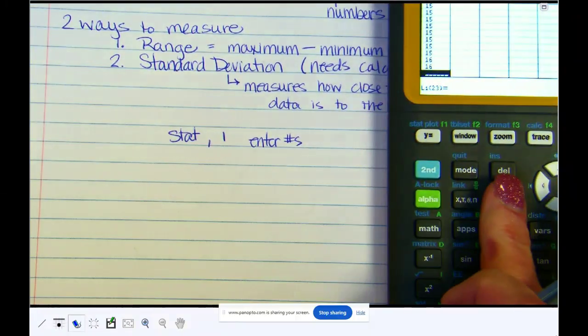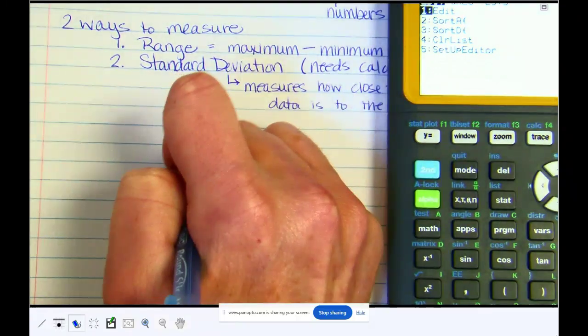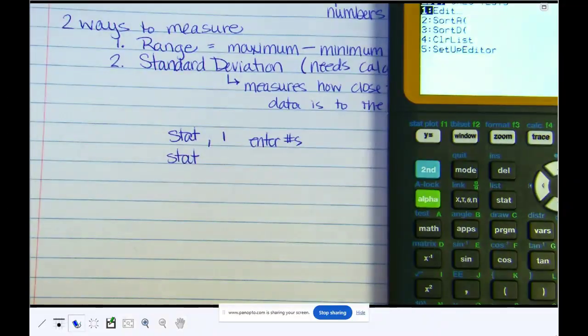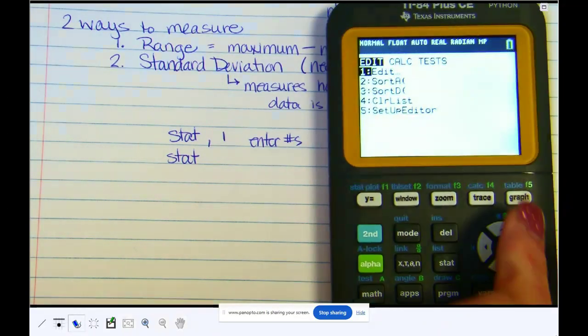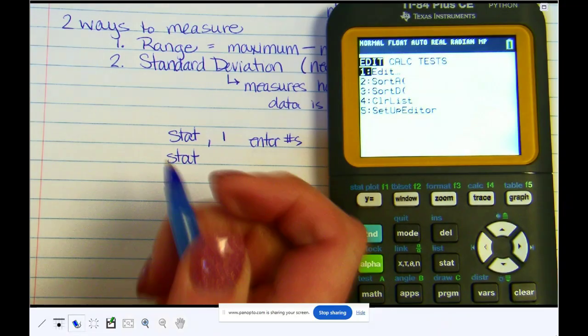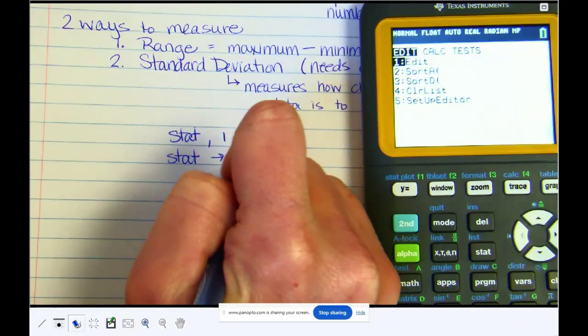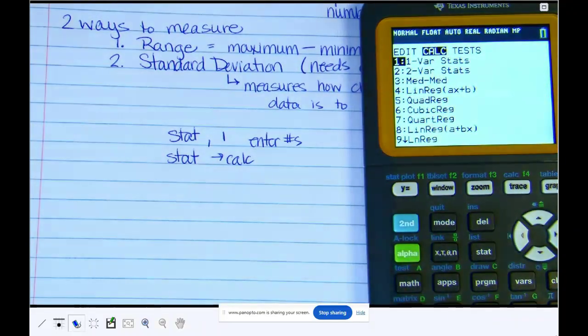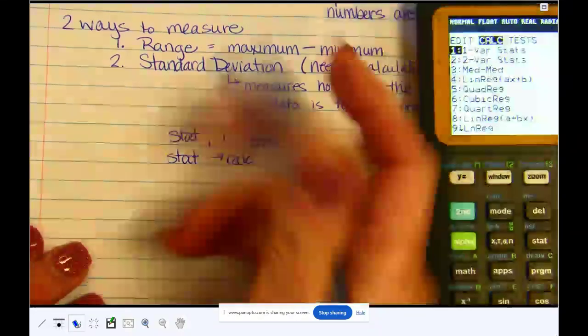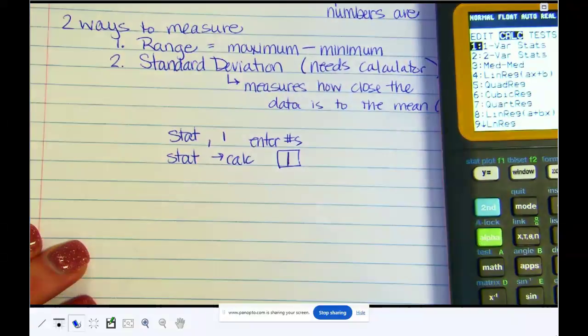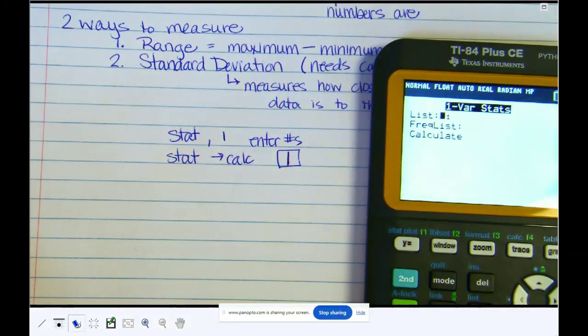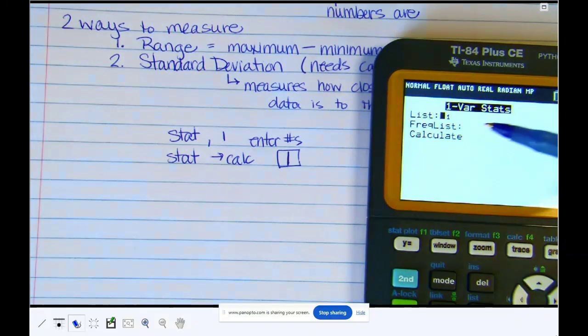Once you do that, you're going to go back to stat. This time you're going to go right one, using your right arrow, to calc. Last time, what one did we pick? We picked 4 when we were here before. What we want this time is number 1. It says 1-Var Stats, which means we only put one number in. Now it's going to ask you what list. We put ours in list 1, then go down and hit calculate.